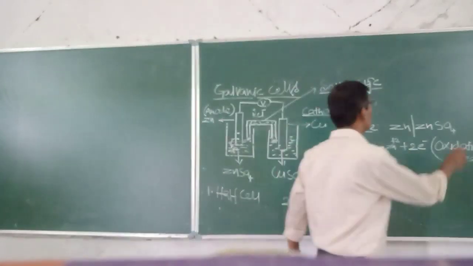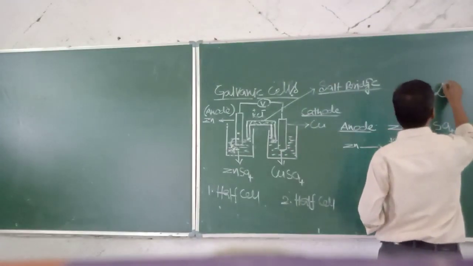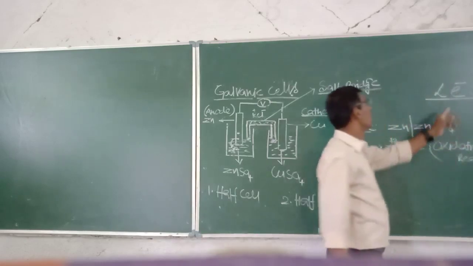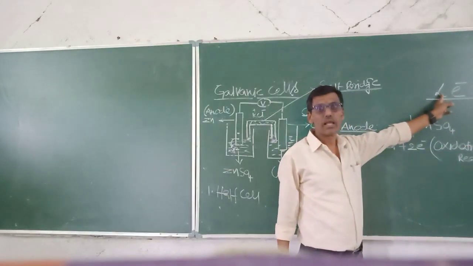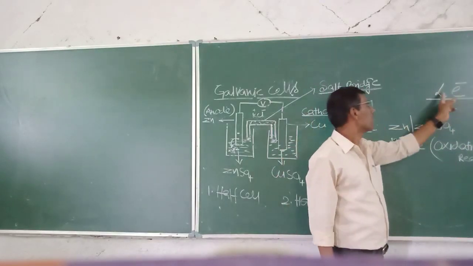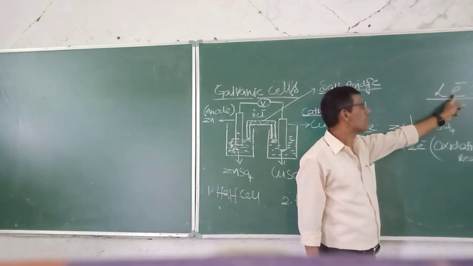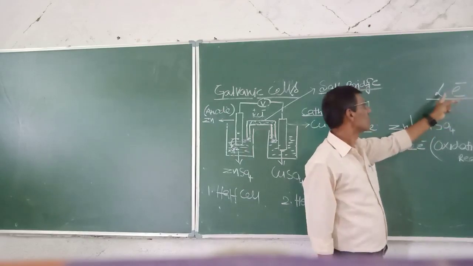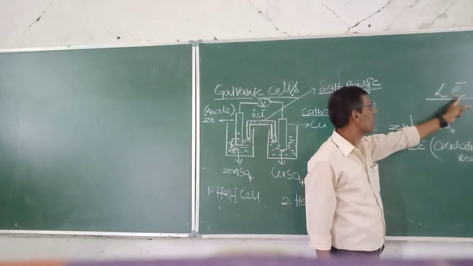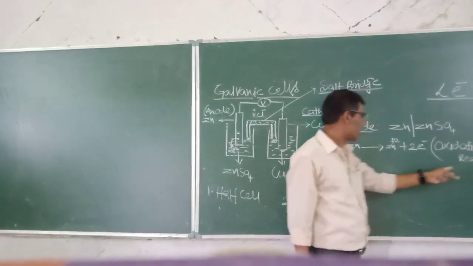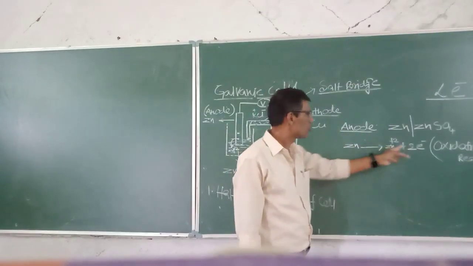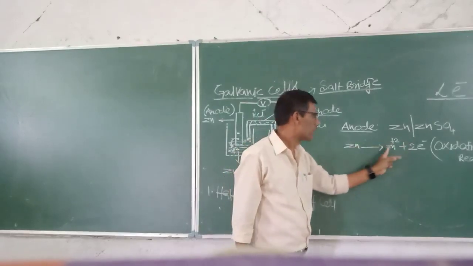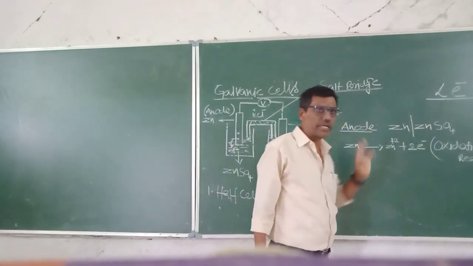You can remember it with a mnemonic: LEO the lion. L for loss, E for electrons, O is oxidation. So loss of electrons is oxidation. Zinc is losing 2 electrons, becoming Zn plus 2. A neutral atom loses electrons and becomes a positive ion, so it is an oxidation reaction.